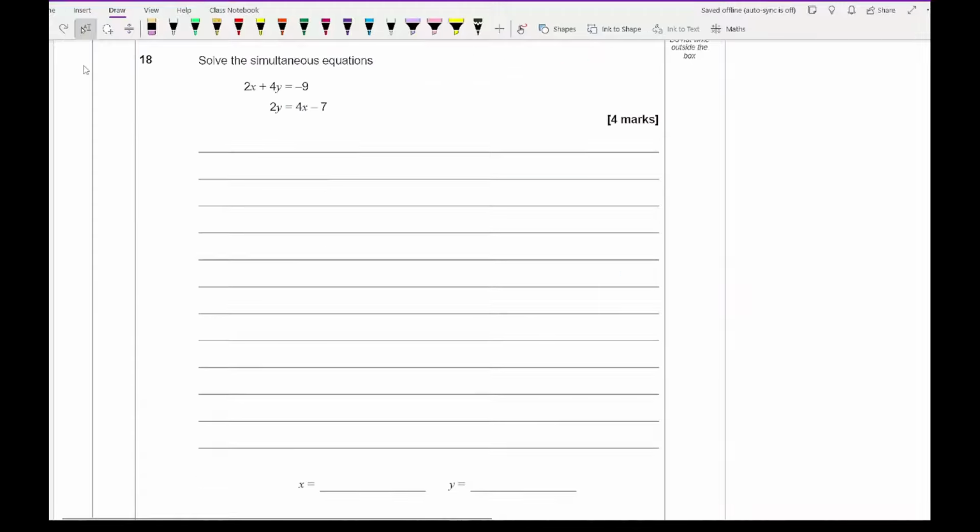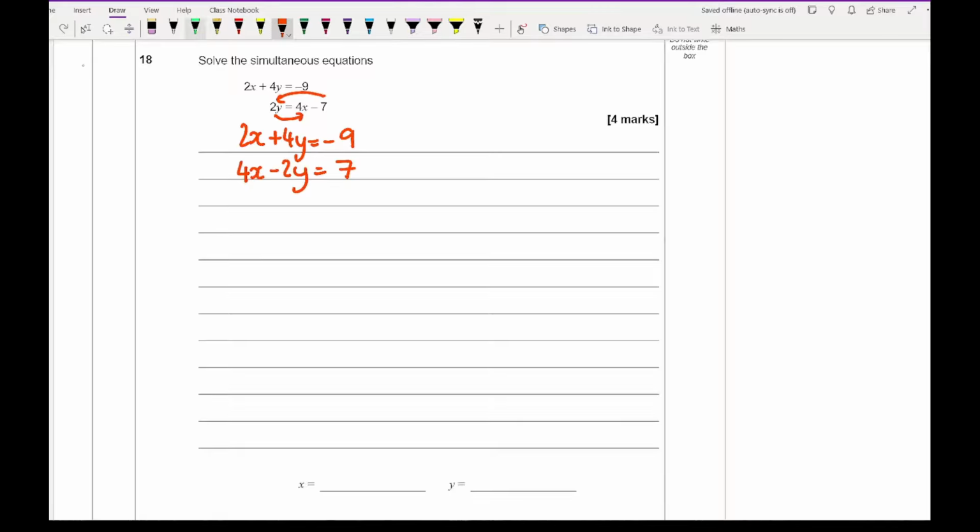Then looking at question 18, it says solve the simultaneous equation. So for this, what we want to try and do is rearrange it so that they both look the same. Here we've got 2x plus 4y equals minus 9. And if I rearrange the second equation, if I take the 2y over to this side and the 7 over to that side, I end up with 4x minus 2y equals 7.